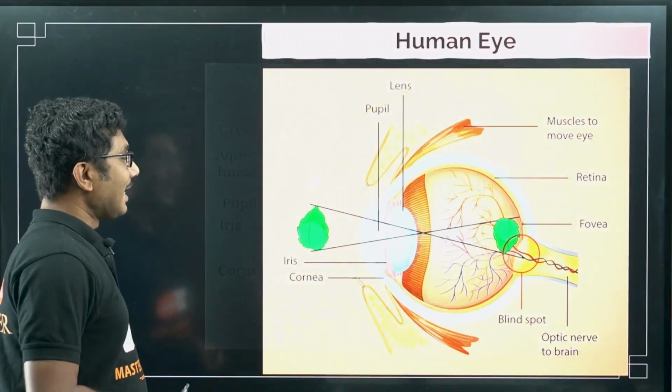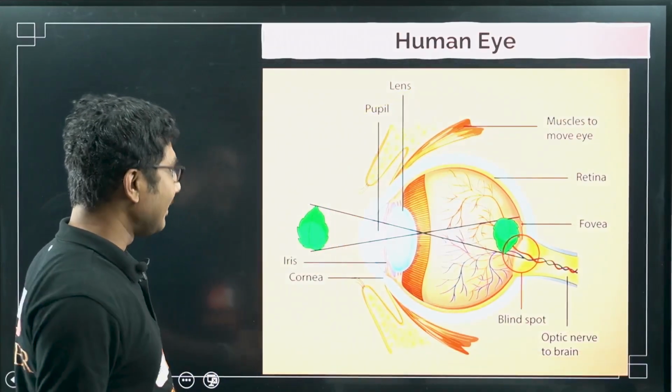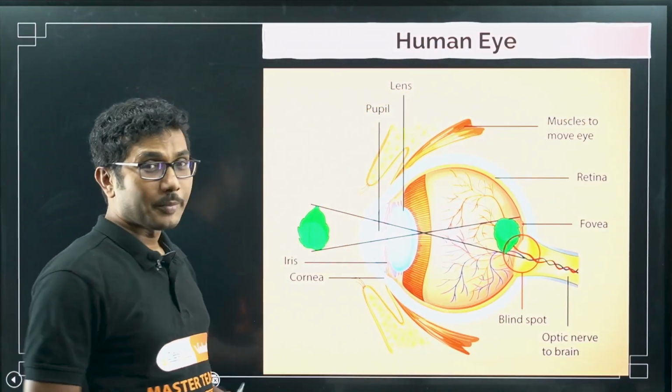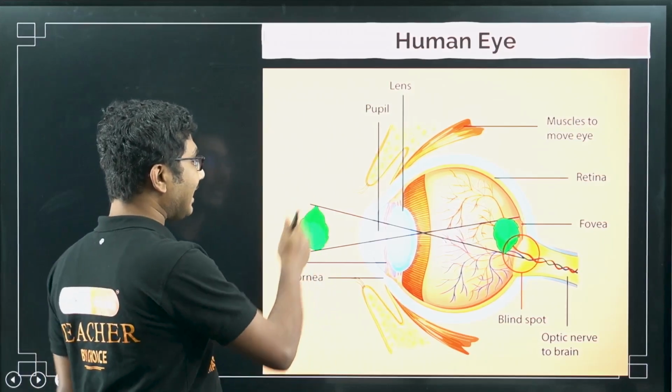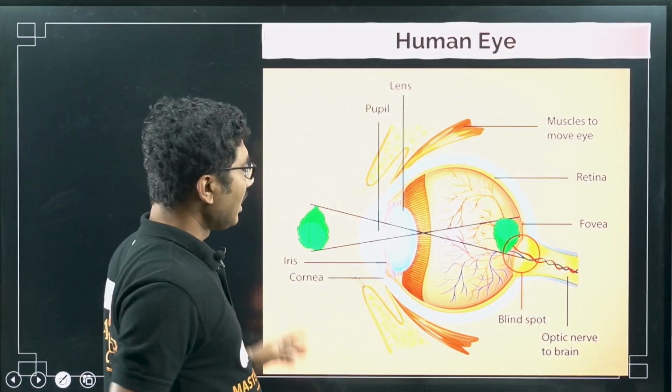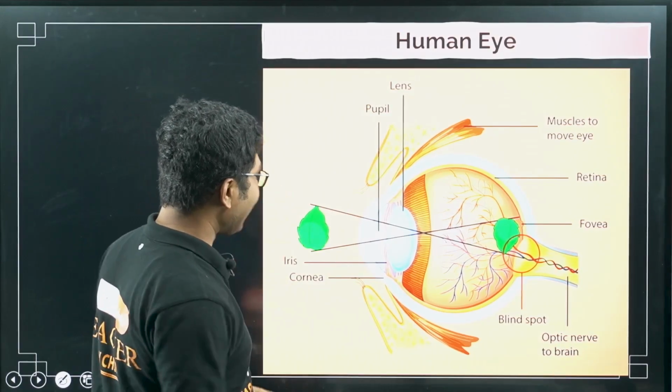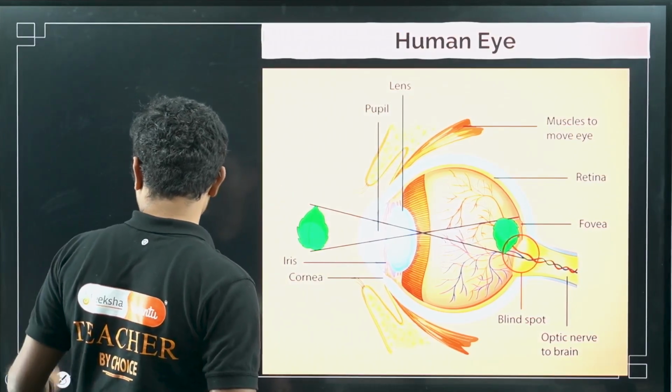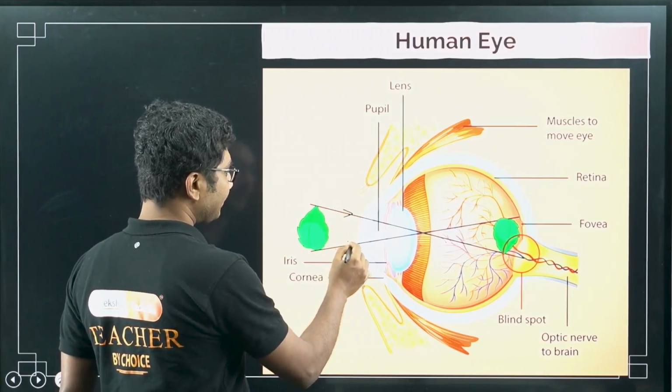Now let's look into our main thing, how our eye can form an image. Here we have taken a leaf, and this is the lens, and this is the pupil. Now the light ray traveling from this leaf actually travels in this direction.